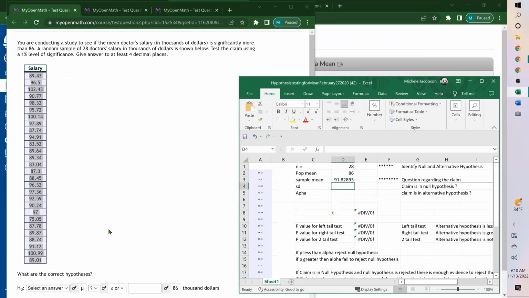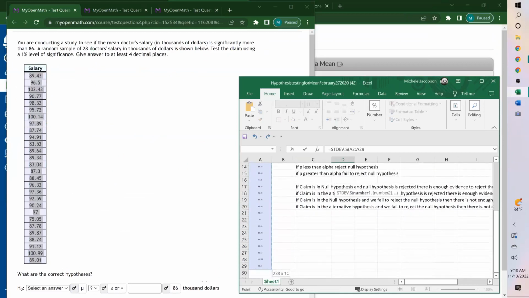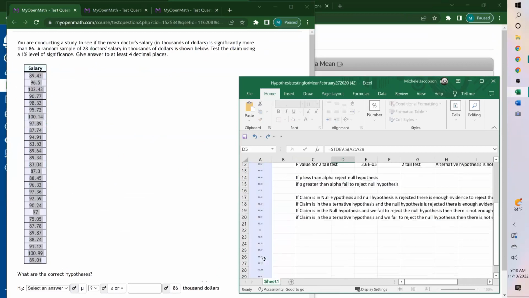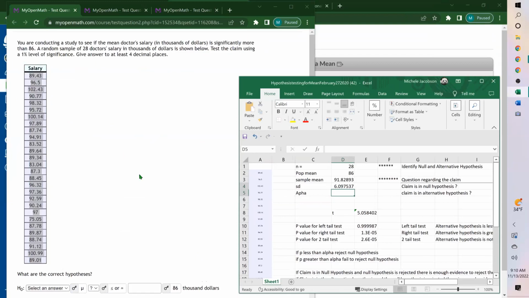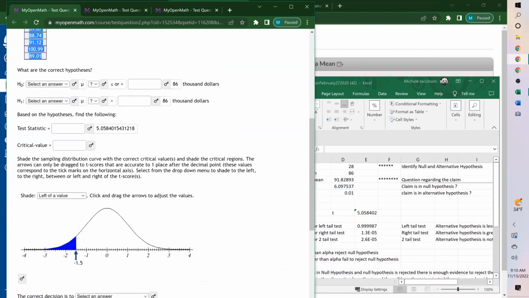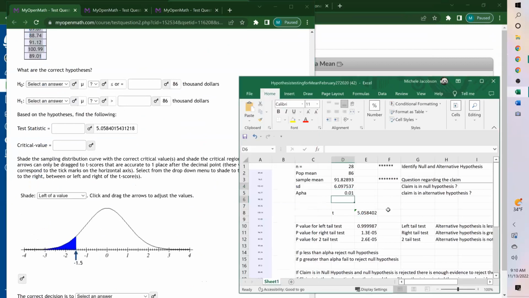Standard deviation. They don't give us the standard deviation, so we will also have to find the standard deviation from our sample. We want it from the sample, so we highlight our numbers. And then alpha was 1% or 0.01 as a decimal. Here's the t-value, 5.05.